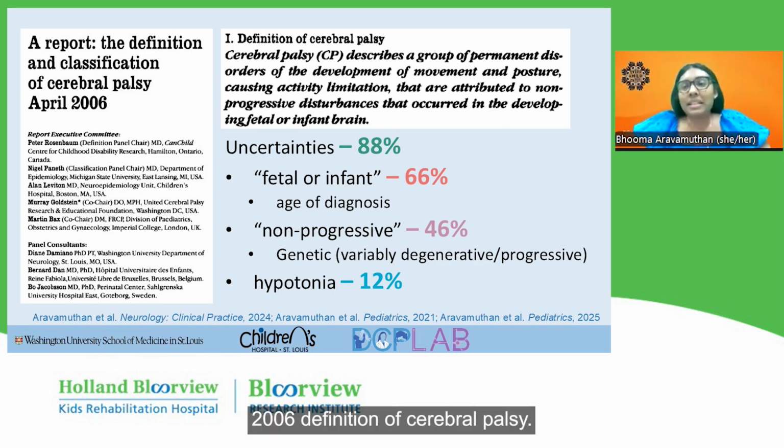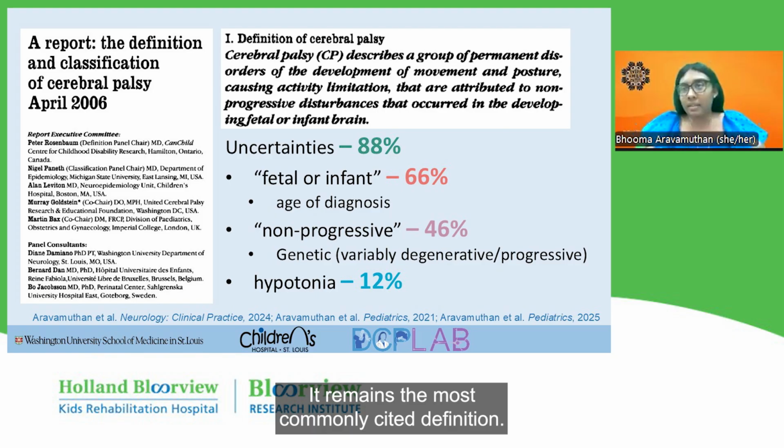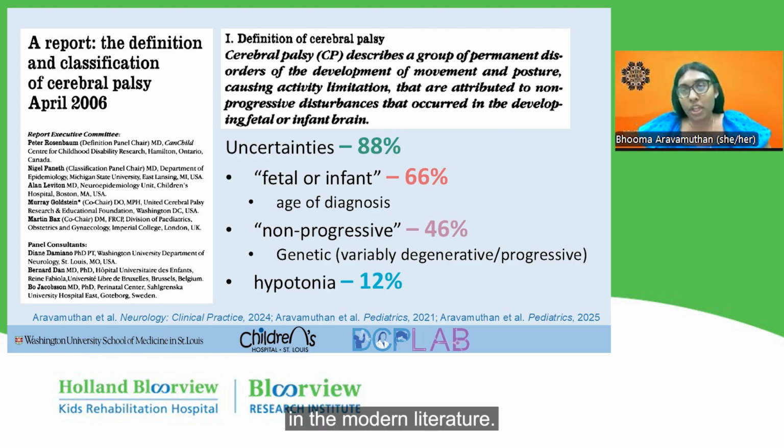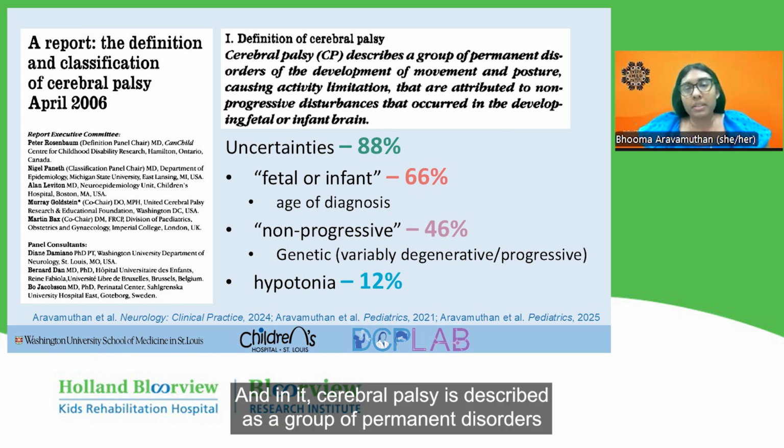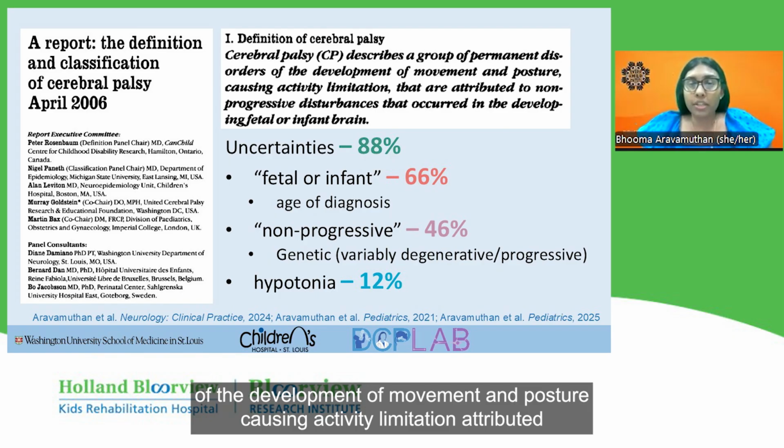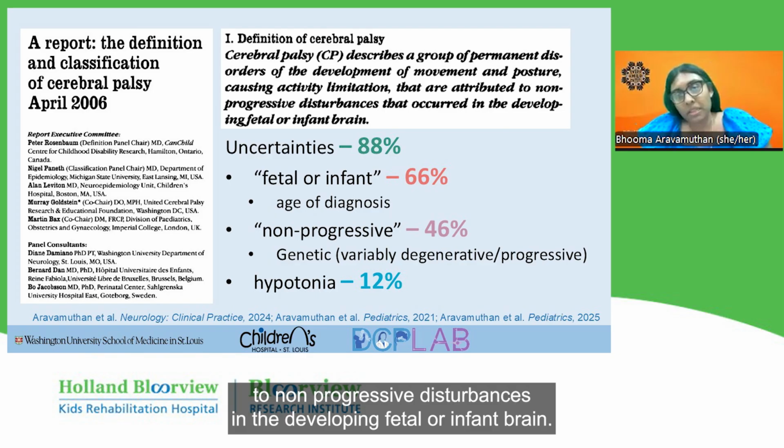This is the 2006 definition of cerebral palsy. It remains the most commonly cited definition in the modern literature. And in it, cerebral palsy is described as a group of permanent disorders of the development of movement and posture, causing activity limitation, attributed to non-progressive disturbances in the developing fetal or infant brain.